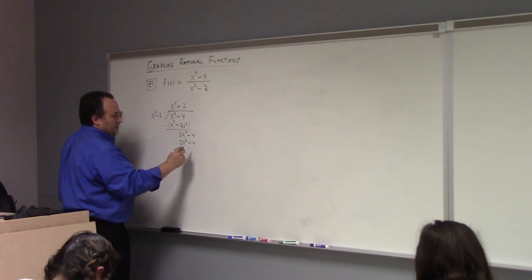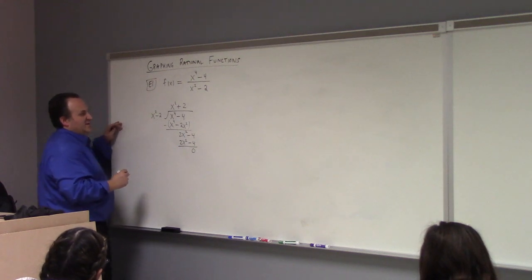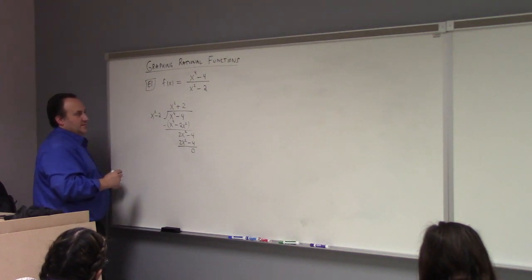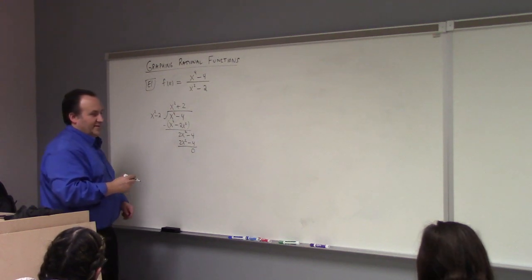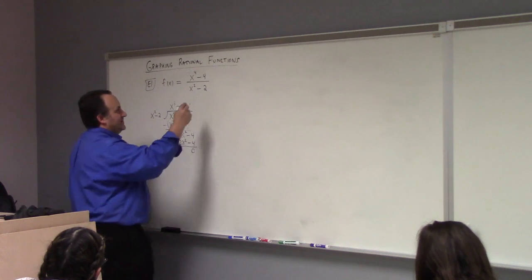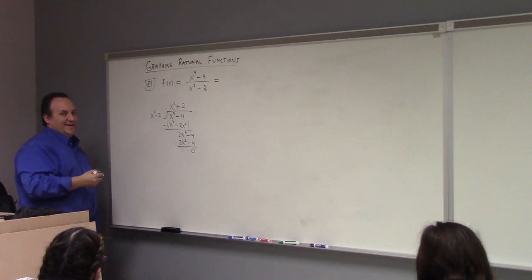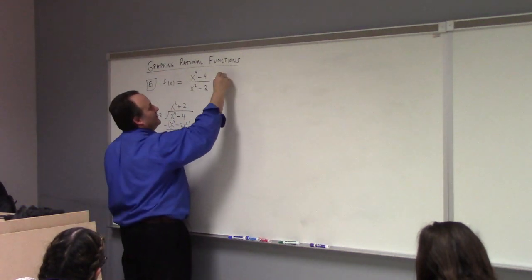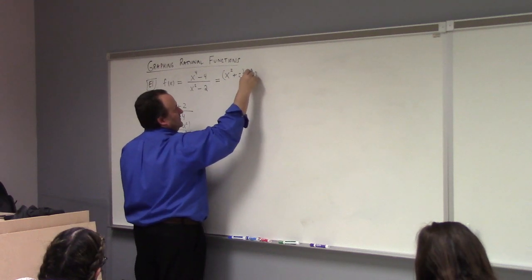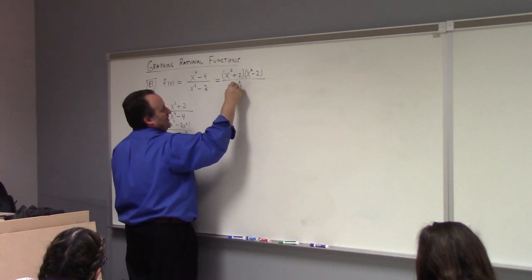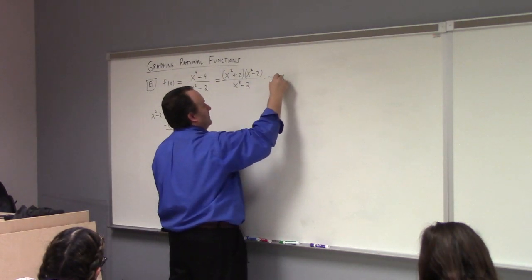Okay, fine. So what goes on here? This is x squared plus 2 times x squared minus 2, divided by x squared minus 2. Do I really need to do long division here? Not really. What do I have?